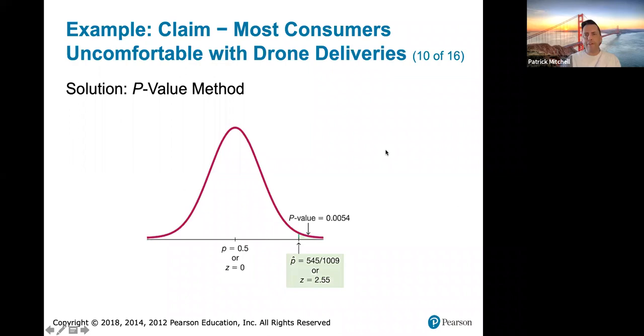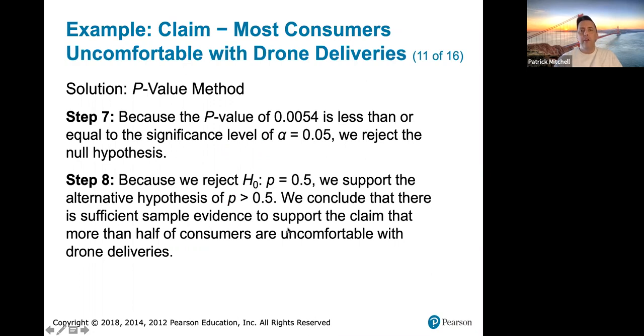Again, we found that the p-value is 0.0054. So that's the probability of getting a sample with a proportion this high under the assumption that p is 0.5. Because the p-value of 0.0054 is less than or equal to the significance level 0.05, we reject the null hypothesis. Remember, when p is low, the null must go.